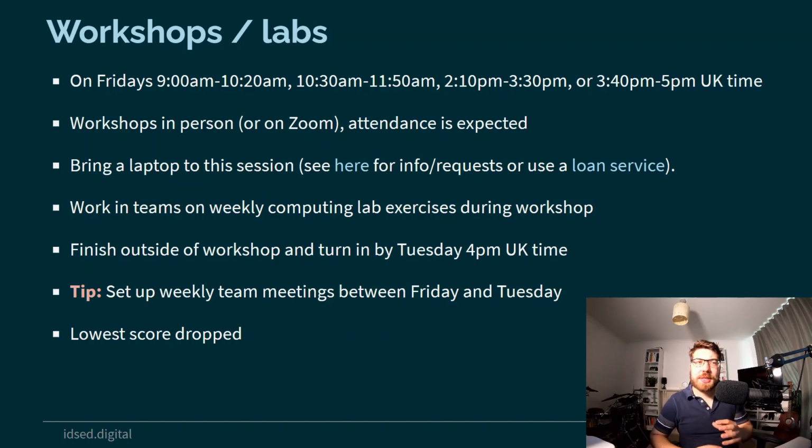Now, we recommend that you set up weekly team meetings between the Friday and the Tuesday, so maybe over the weekend, maybe on the Monday, just to finish those ones off before you get the answers after the deadline. The lowest score is going to be dropped. We'll talk about that a little bit more later on, but essentially if there's a particular week where you and your team are struggling for any particular reason and you don't hand something in, then we will remove that 1 mark from your final grade. If that happens again, then we'll have to consider that mark, but you essentially get one free pass for each type of assessed work that you hand in.